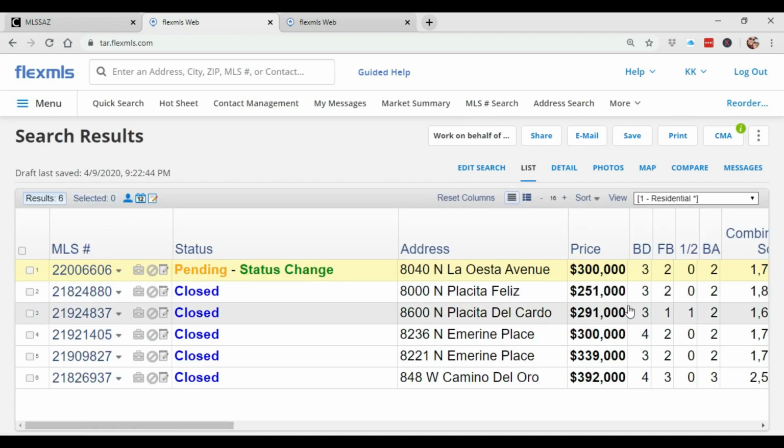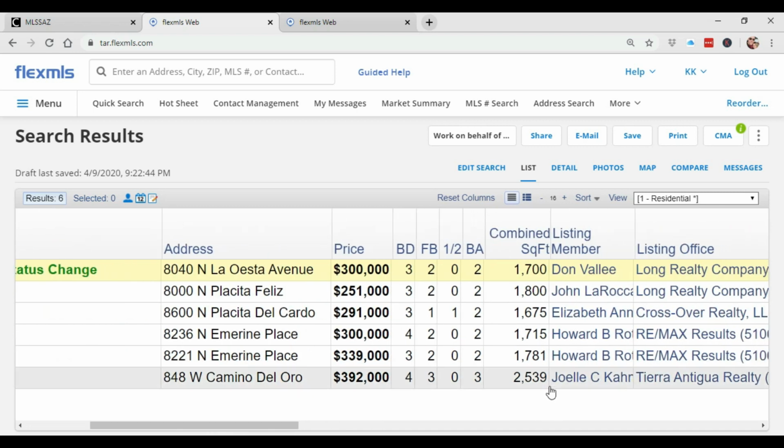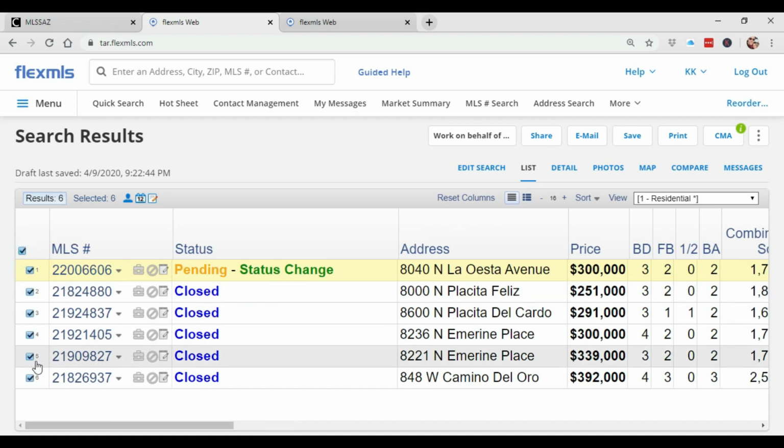And we see 3 bedrooms, 2 baths, 1,800 square feet, 251, all the way up to 392. Well, that's 2,500-something square feet. That one has a guest house in it, it looks like. So these particular 5 are really what we're interested in, just the 1,700 square foot places. So we'll pick all these and get rid of that one. That leaves us with the 5 that are between 1,600 and 1,700 square feet.